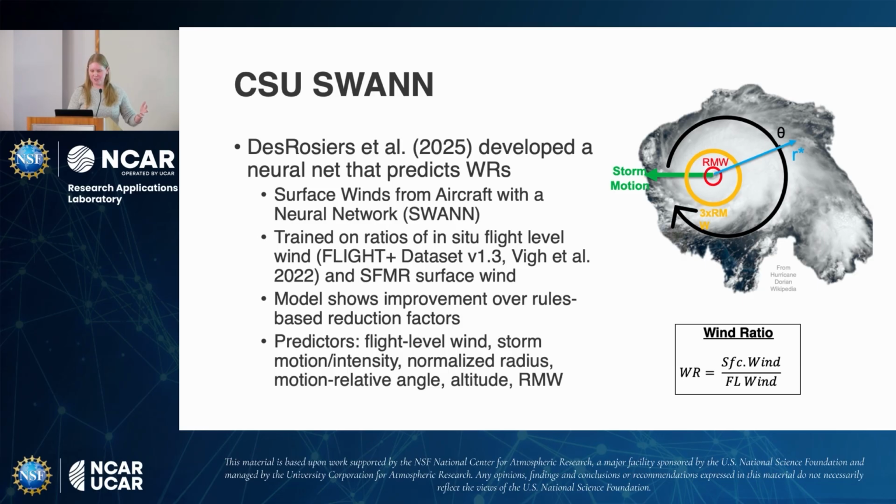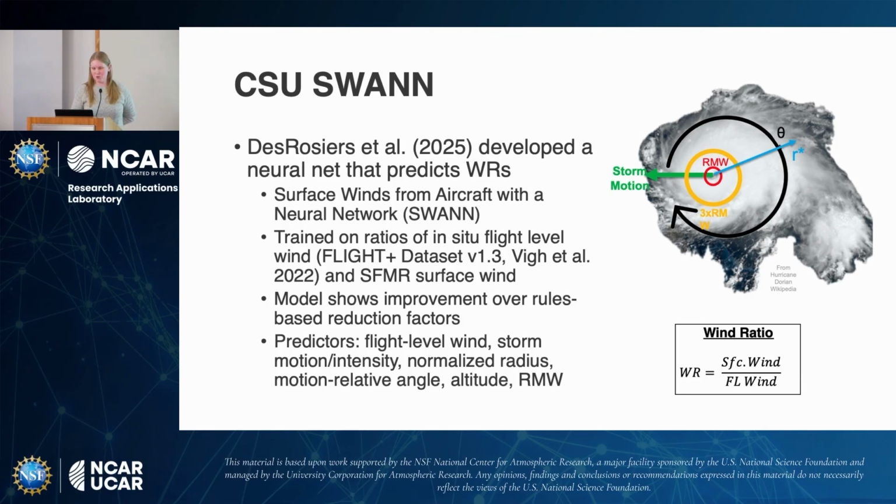And again, I don't have time to go into the full architecture of this model, but the model does show improvement over the existing rules-based reduction factors. And predictors that go into this model include the flight level wind, so what's observed by the plane or with Samurai, current storm motion and intensity.